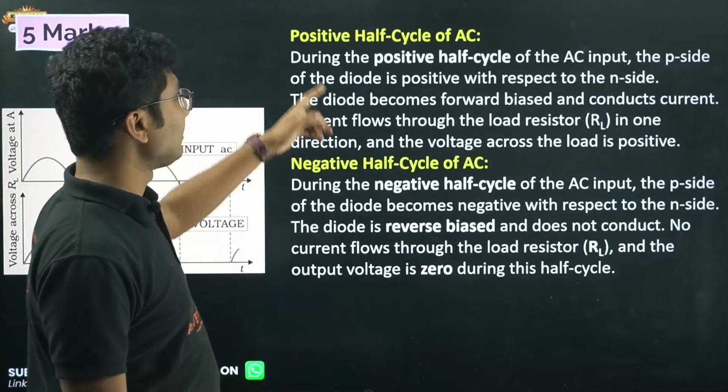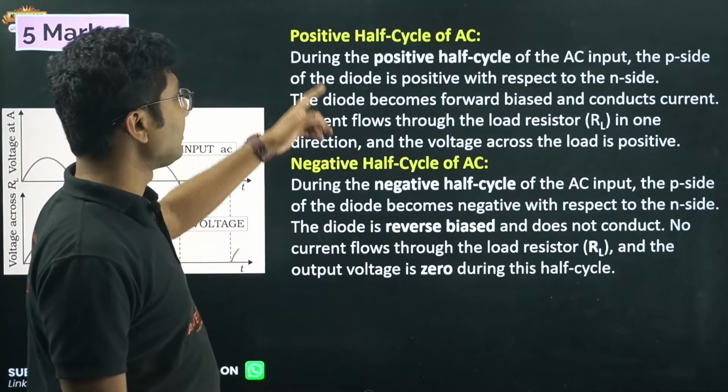Now positive half cycle, the graph. During the positive half cycle of the AC input, the P side of the diode is positive with respect to the N side. The diode becomes forward biased and conducts current, which flows through the load resistor RL in one direction, and the voltage across the load is positive.